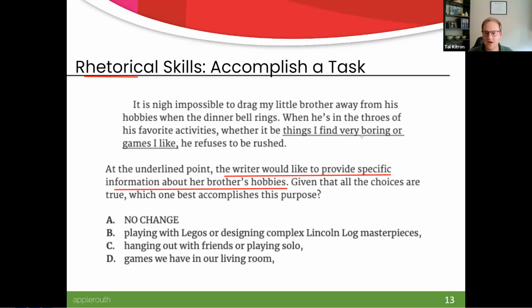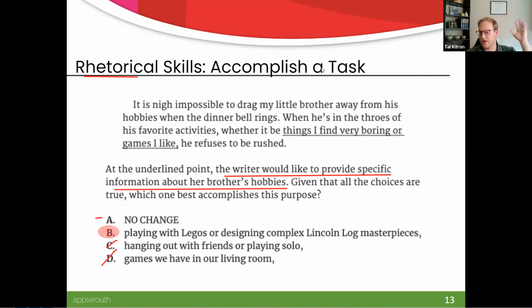A, well, things I find boring or games I like, that's not that specific. I don't know. B, slam dunk correct answer. Legos, Lincoln Logs, those are specific hobbies. C, not as specific. D, not as specific. So we can feel incredibly sure that B is the correct answer, which is what's nice about rhetoric, almost mathematically precise if we're on task and just accomplishing it robotically.